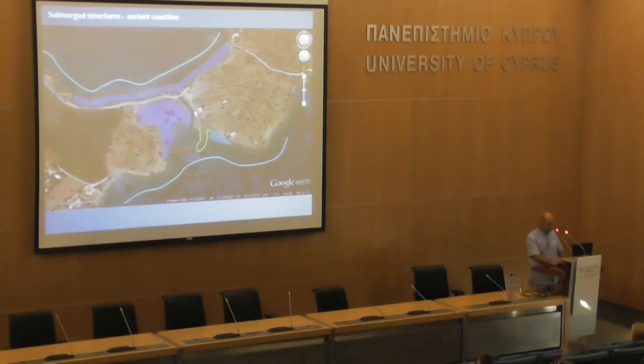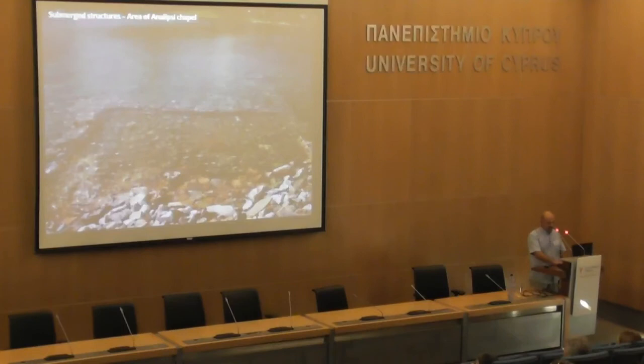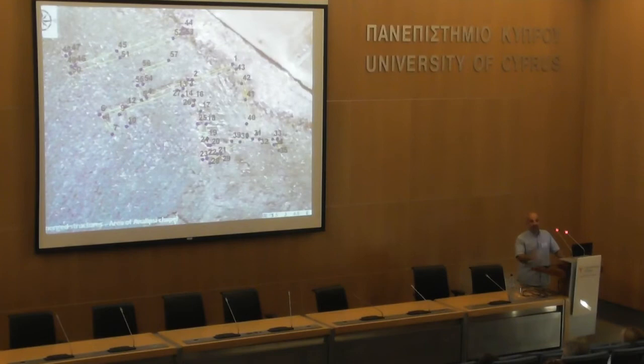We have these apparent structures at the area where the Chapel of Analypse is. It's probably a building of the last phase, early Byzantine, late Roman, something like that. At the beginning, we thought that it could be another basilica. There are three in the area, but it is not. It seems like another kind of structure.